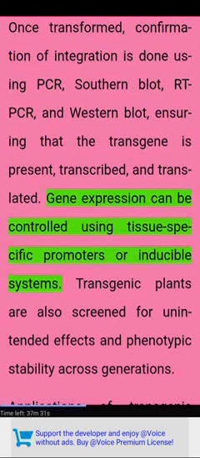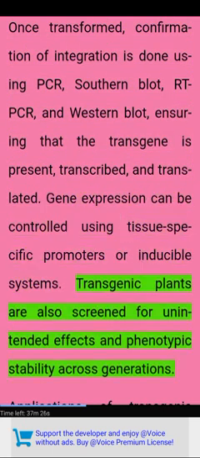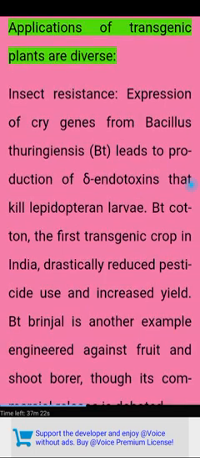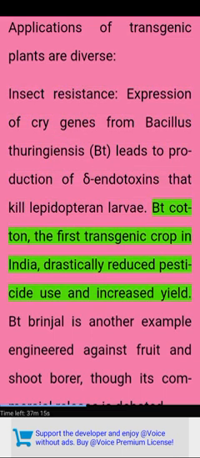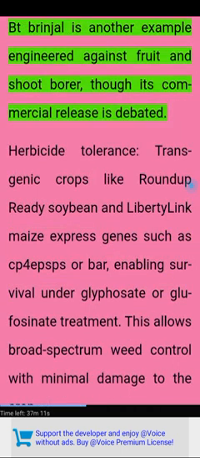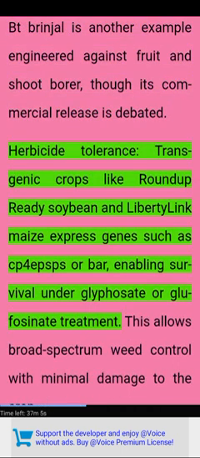Gene expression can be controlled using tissue-specific promoters or inducible systems. Transgenic plants are also screened for unintended effects and phenotypic stability across generations. Applications of transgenic plants are diverse. Insect resistance: expression of Cry genes from Bacillus thuringiensis (Bt) leads to production of delta endotoxins that kill Lepidopteran larvae. Bt cotton, the first transgenic crop in India, drastically reduced pesticide use and increased yield. Bt brinjal is another example, engineered against fruit and shoot borer, though its commercial release is debated.